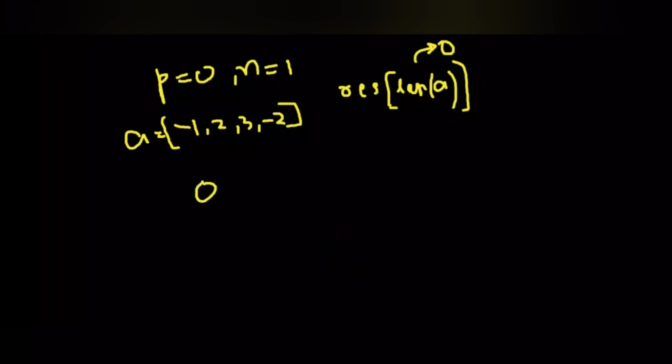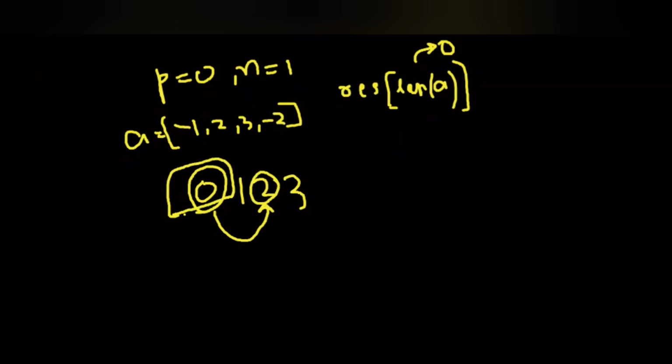Let's say 0, 1, 2, 3 are the indices. The first positive number will be at the 0th index, and when I do +2, it directly moves to the next even index. So if the integer in the nums array is positive, it will be placed at even indices, and if the integer is negative, it will be placed at odd indices. So directly let's move to the code.